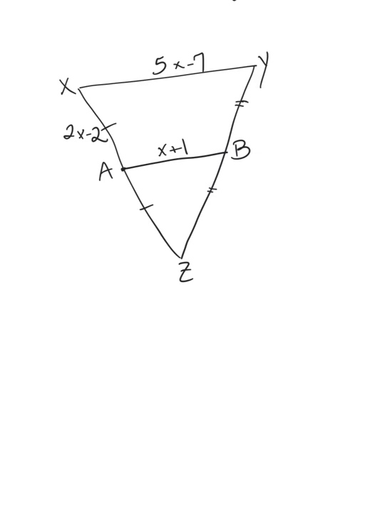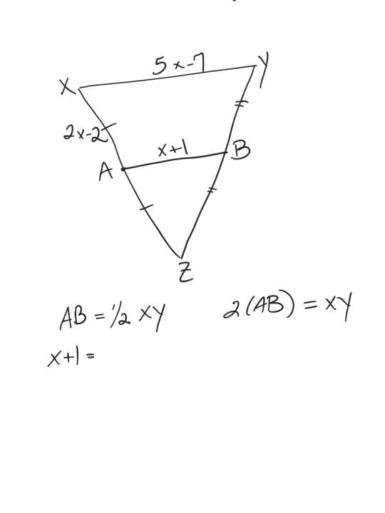Here we have triangle XYZ, and AB is our mid-segment. Following our previous example, I can say that AB is equal to half of XY, or I can say that 2 times AB, my mid-segment, is equal to my base XY. When I fill in my algebraic expressions, what I have is x plus 1 equals 1/2 times 5x minus 7, which is totally doable. The problem is that it could get messy, because when I distribute the half to 5x and 7, I now have 5/2 x minus 7/2.